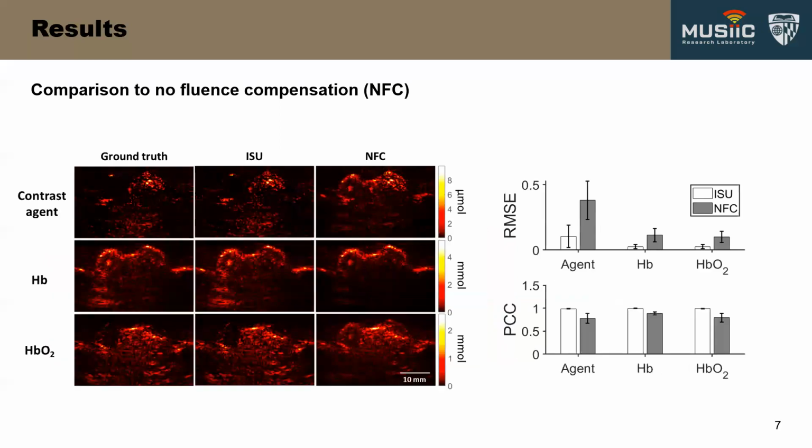We further compare ISU, the iterative spectral unmixing, with the scenario of no fluence compensation, shortened as NFC. Comparing with the ground truth, 15 test data reveals that ISU showed significantly lower root mean squared error and higher Pearson correlation coefficients than NFC in all types of end members.